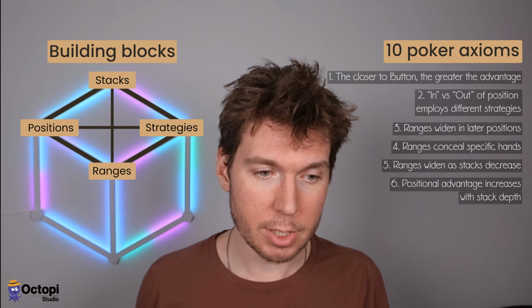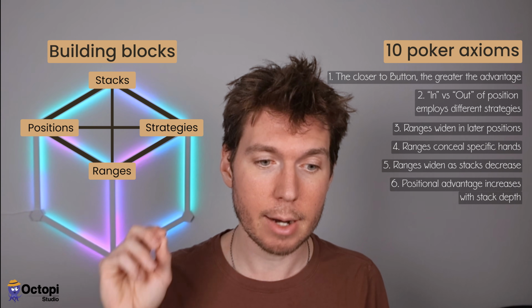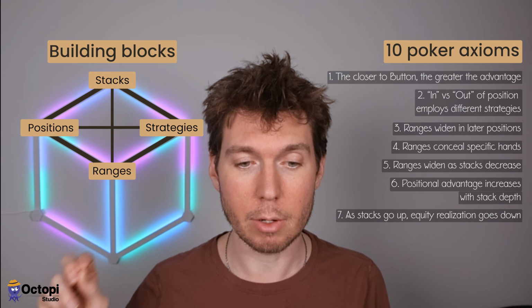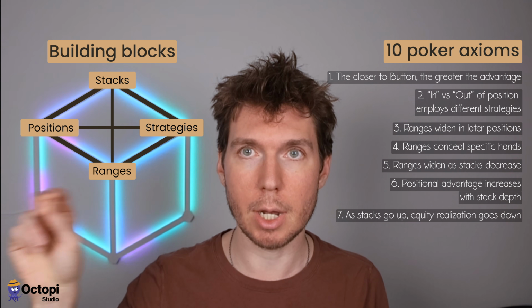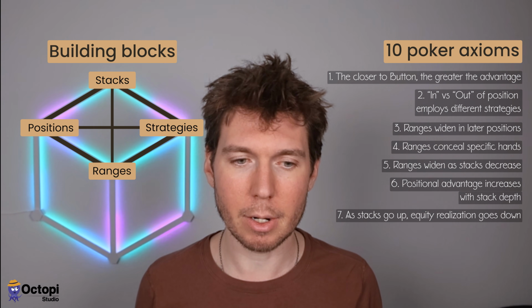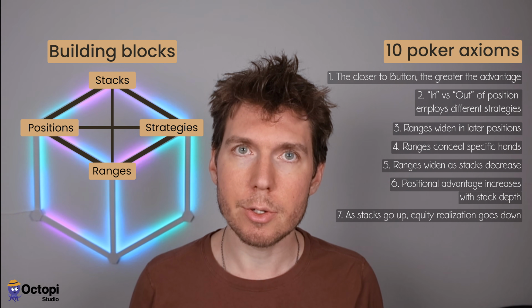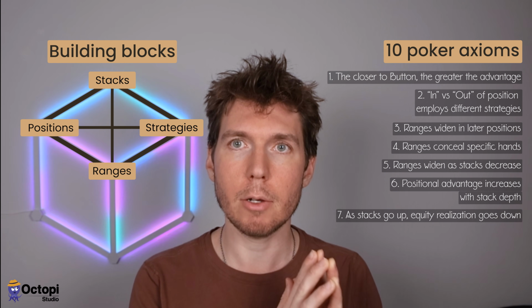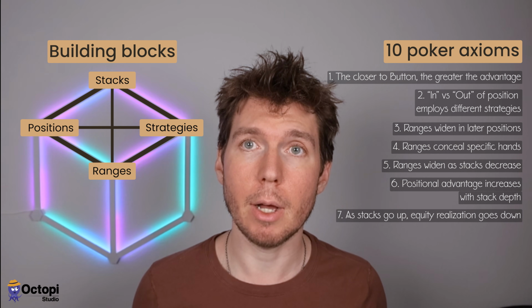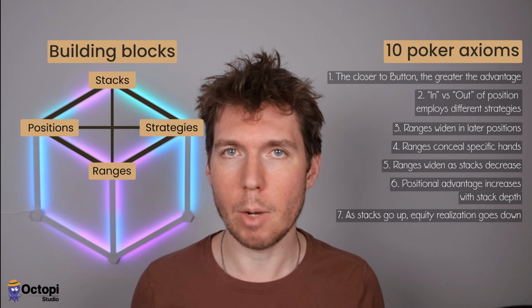So the seventh here is that as stacks go up, equity realization goes down, and as stacks go down, equity realization goes up. And this is what I almost jumped the gun on earlier. So the reason this is true is because if you think about an instance where you only have a single big blind, you're going to realize all of your equity. Now, what does that mean?